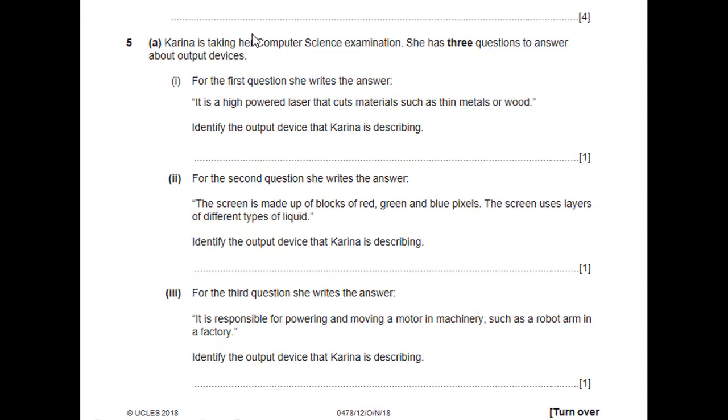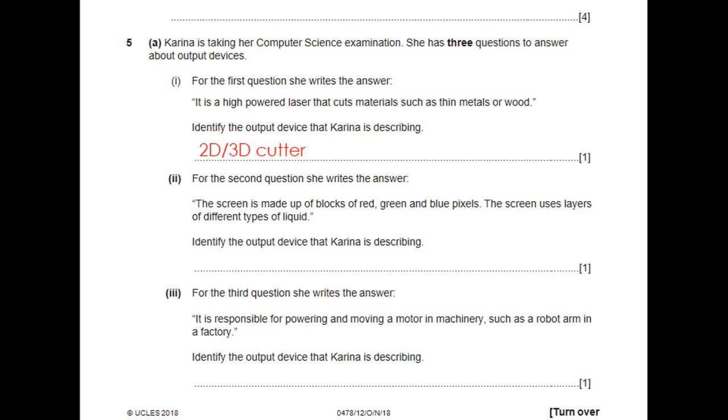Okay, now Karina is taking an exam and she's got 3 questions about output devices. So it's asking here, it's a high-powered laser that cuts materials such as thin metals or wood. So we have a clue in here, it cuts materials. So an acceptable answer would be either a 2D cutter or a 3D cutter.